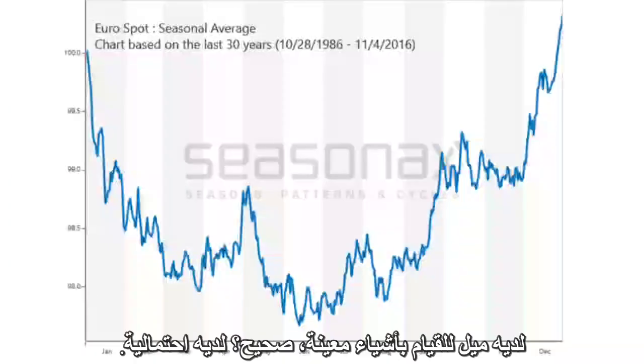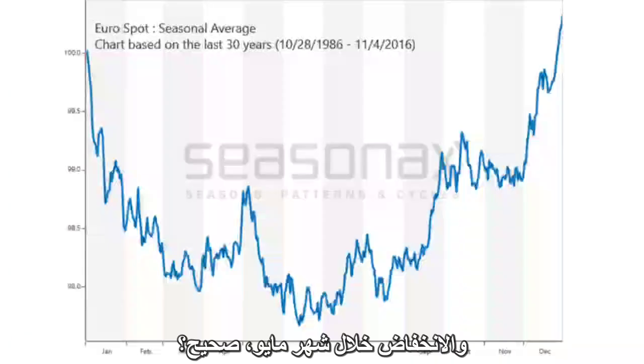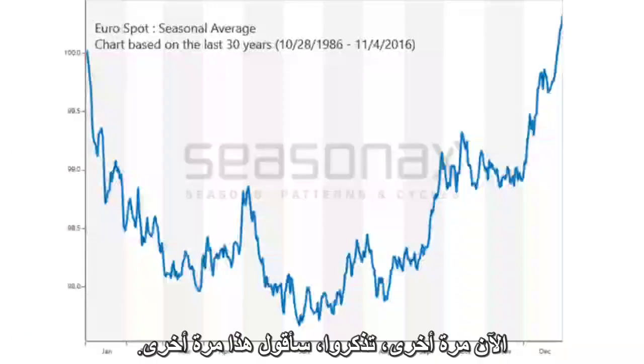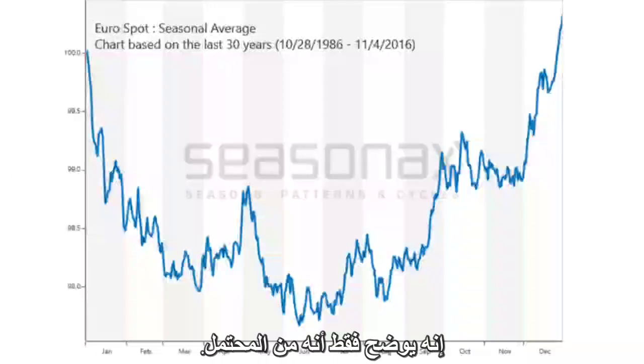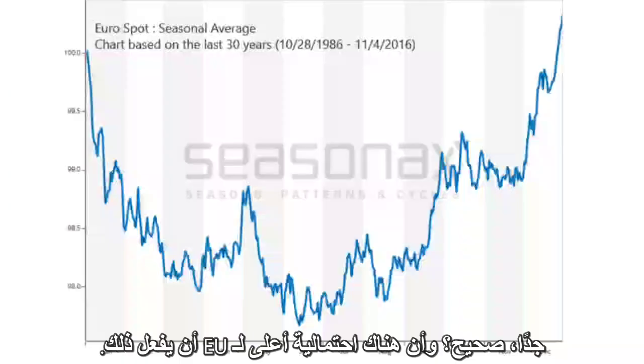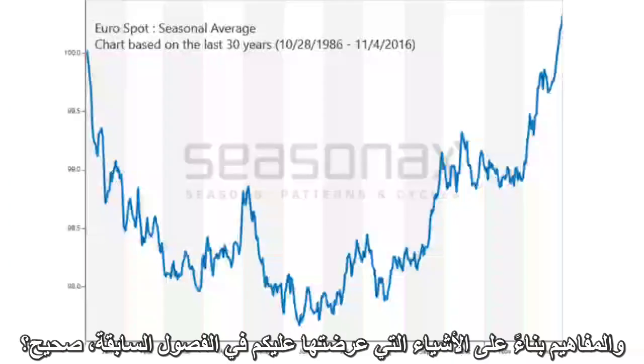It has an inclination to do certain things, right? It has a likelihood of forming bearish price action and going lower during May. Now again, remember, I'm going to say this again, it doesn't mean that it's going to work every time. It just shows that it's highly likely. And it has a higher probability for EU that it could do that if you can match it with the correct framework and concepts based on the things that I've shown you in the previous chapters.